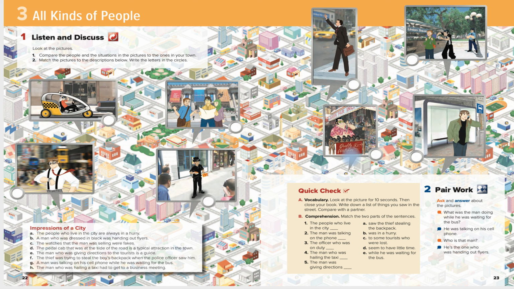So let's take a look at the pictures. Now let's take a look at this picture for example. So what is the man in black handing out? Okay, what is he handing out? So he's probably handing out sales flyers. Okay, now how about this picture? Okay, so the man here obviously is selling watches.